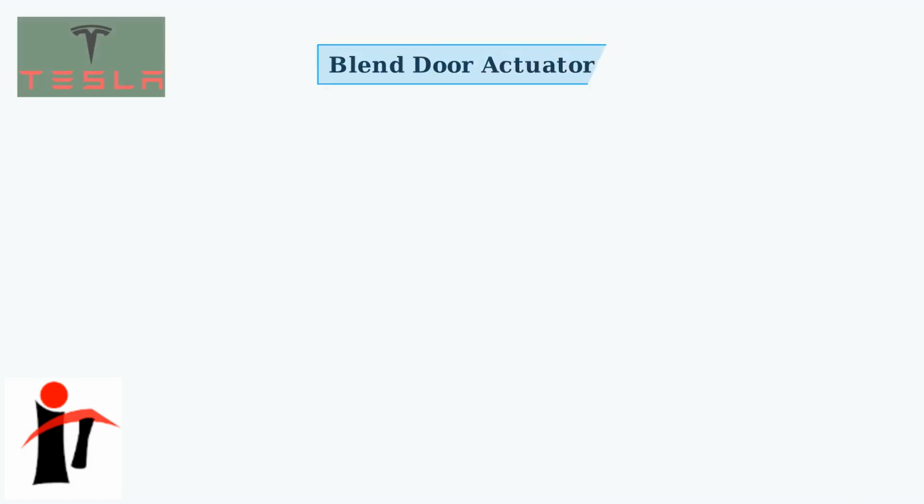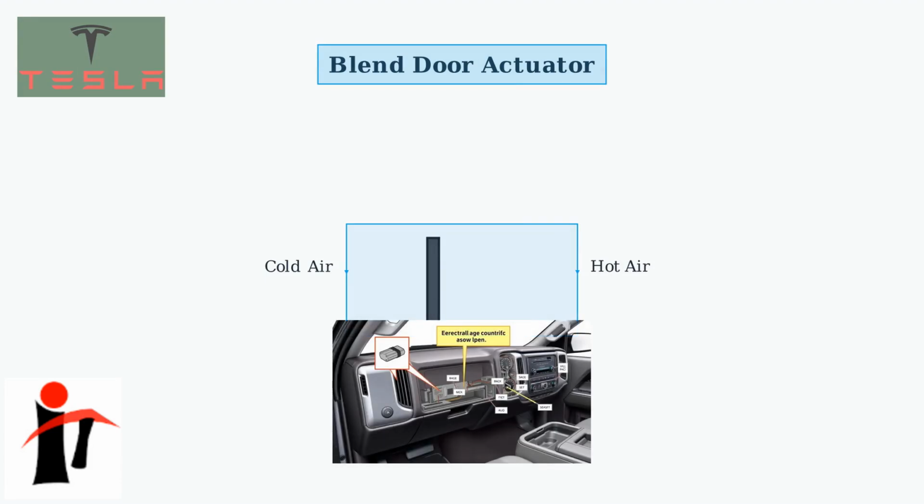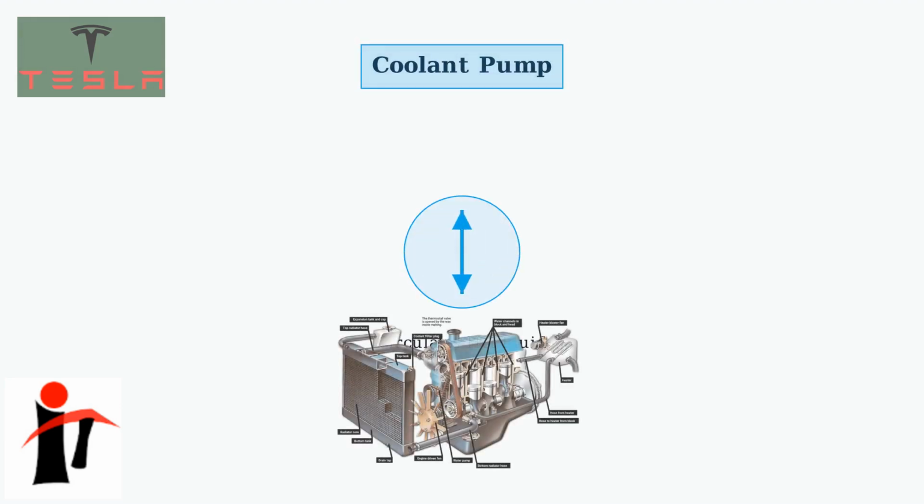The blend door actuator controls the mix of hot and cold air in your Tesla Model S HVAC system. If this actuator fails, you may only get cold air output, regardless of temperature settings. The coolant pump circulates hot fluid from the battery thermal management system to the heater core. Without a functioning pump, no hot fluid reaches the heater, resulting in no heat output.